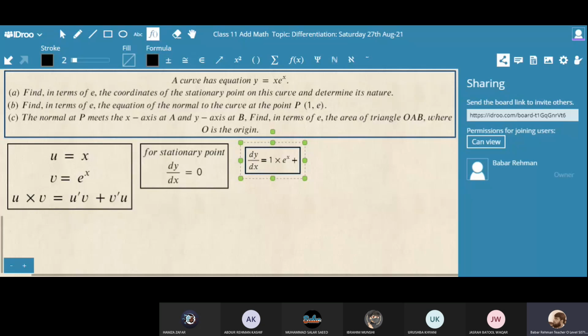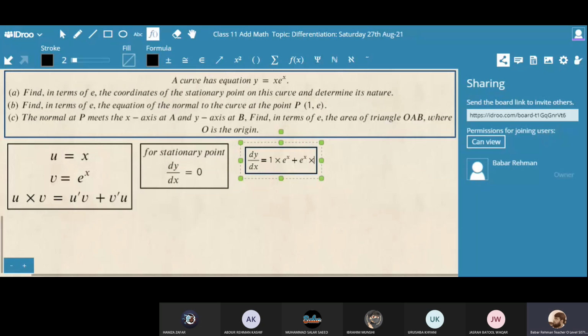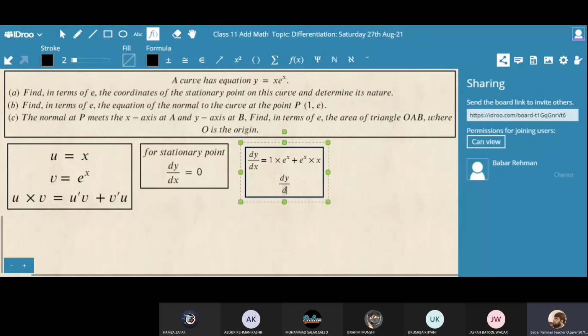What is the derivative of v? The derivative of e power x is the same, e power x. Okay, and multiply by u. So what is u? That is x. What is the next step? Yes, student, the next step. dy by dx equal to e power x.